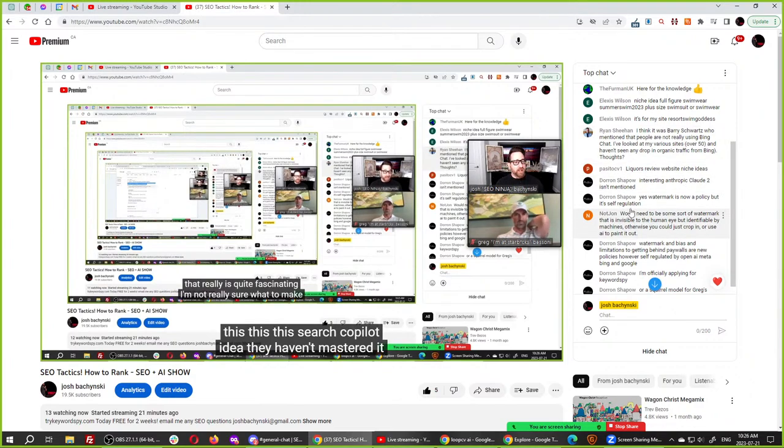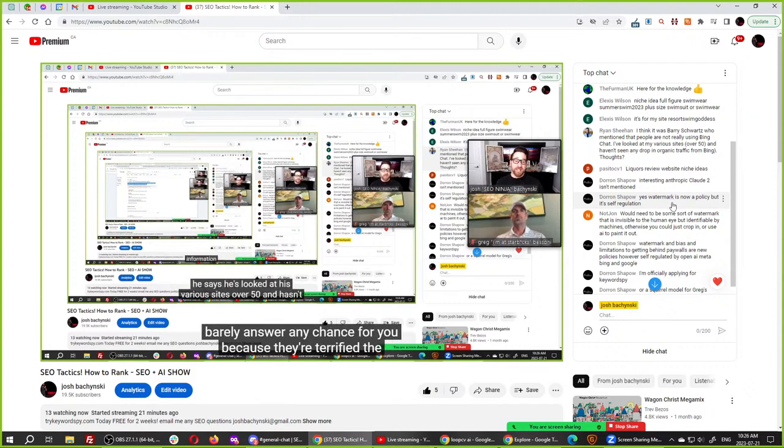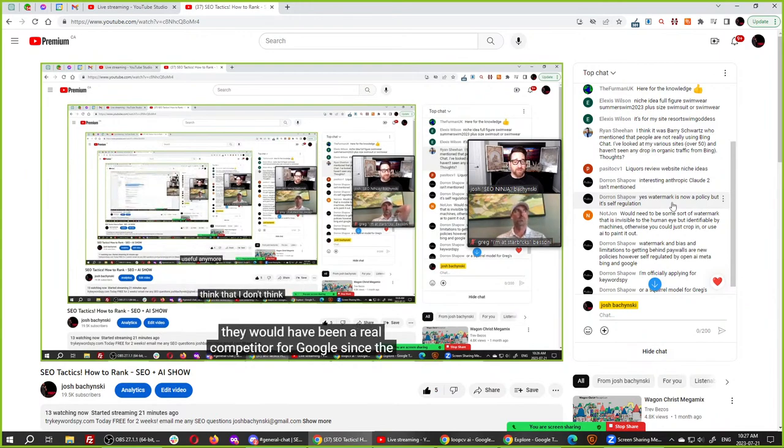We got another keyword idea here. Doran says, interesting, Anthropic Cloud 2 isn't mentioned. Yeah, Cloud 2 was kind of big the week before, Doran. Doran says, yes, watermark is now a policy, but it's self-regulation. Okay, well, that's interesting to know. Well, that makes that rule, that policy, even more useless if it's self-regulation. I mean, why bother doing it?